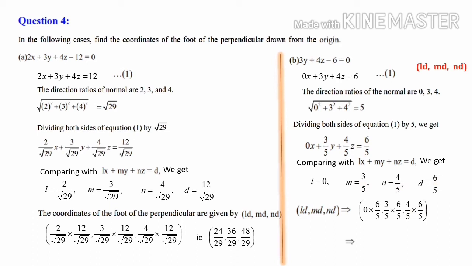Go for calculation, that is 0 into 6 by 5 is 0, 6 into 3 is 18, by 5 into 5 is 25, 4 into 6 is 24, by 5 into 5 is 25. So 24 divided by 25. So this is the foot of the perpendicular of the given plane 3y plus 4z minus 6 is equal to 0.